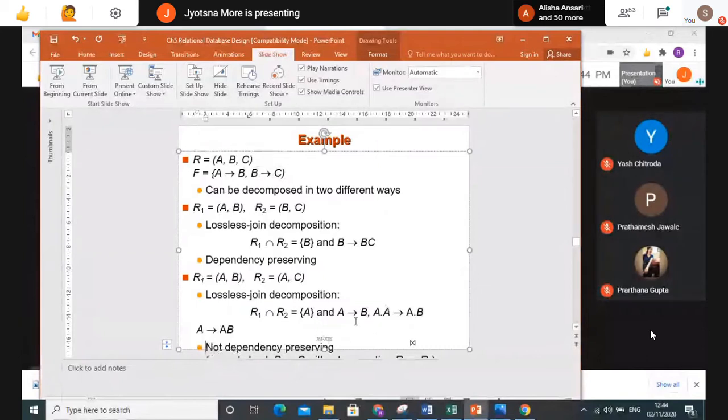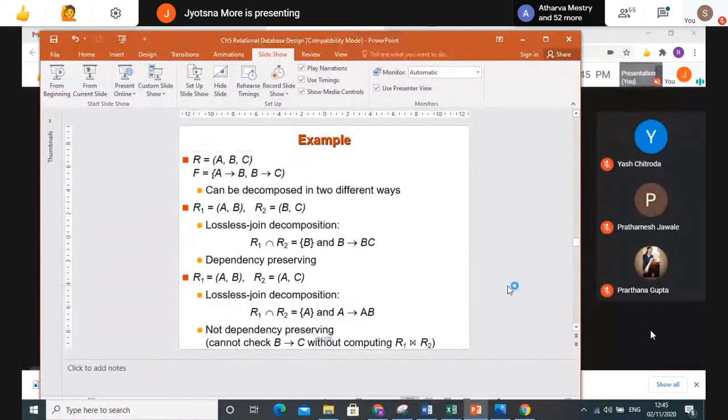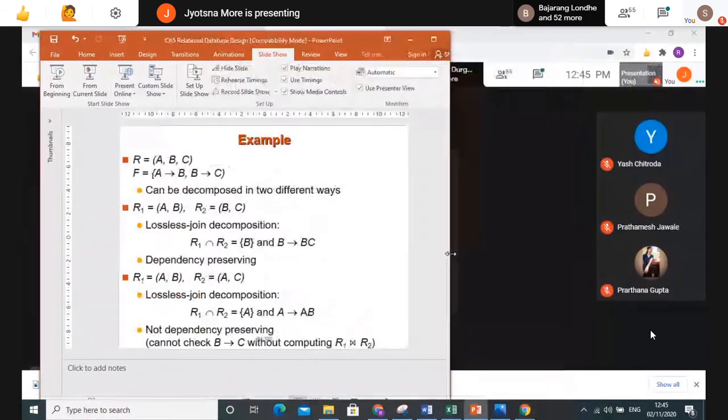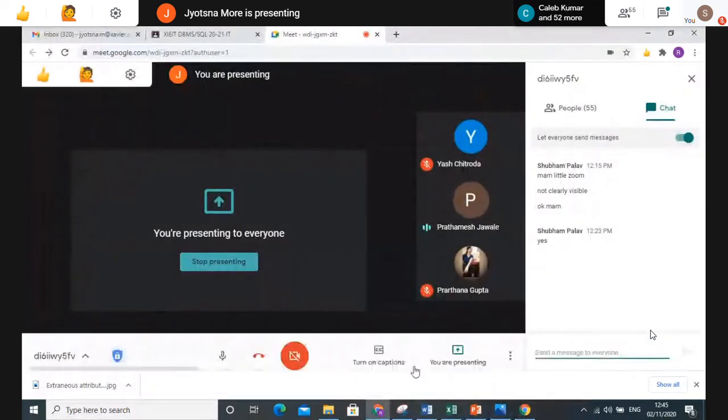I'll just remove this. So that is only this. B determines C. We cannot check without computing the join on R1 and R2. So that's the reason I'm saying it is not dependency preserving. Okay. So everyone clear with this lossless decomposition? Any doubt? No. Okay. Clear, ma'am. Yeah. So we'll move ahead.